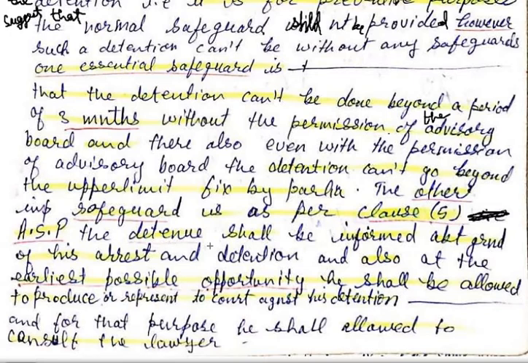As soon as possible the detenue shall be informed about the grounds of his arrest and detention, and also at the earliest possible opportunity he shall be allowed to make a representation to authorities or to court against his detention, and for that purpose he shall be allowed to consult a lawyer.